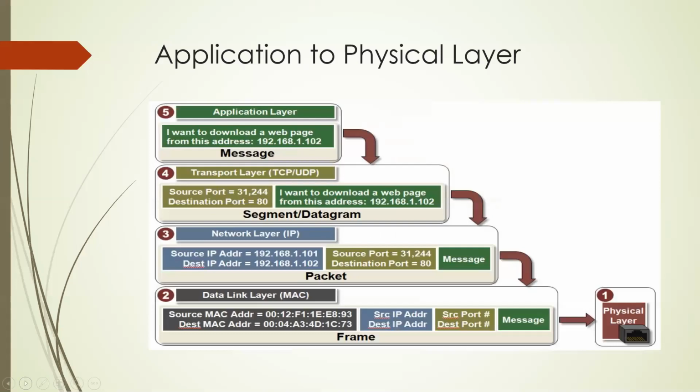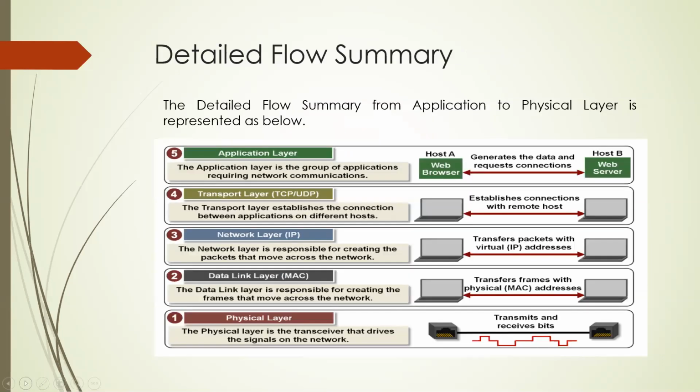This diagram I have already explained. See where 2 is written: data link layer or MAC, source address, source IP address, destination address, source port address, and destination port address. So this is the structure diagrammatically.